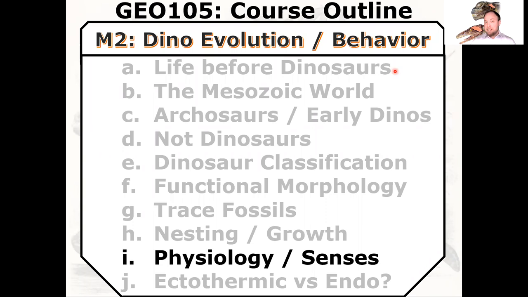We're almost through module two. So today we're going to talk about physiology: dinosaur morphology, shape, how they're built, and a little bit about their senses, the five senses. Then on Wednesday, we're going to talk about ectothermic versus endothermic, or maybe in between. And then we're going to be done, and remember the midterms on Friday.